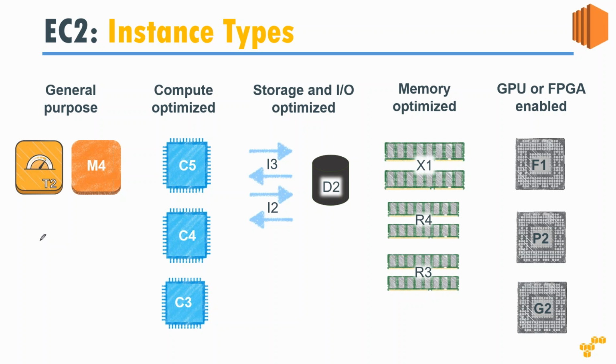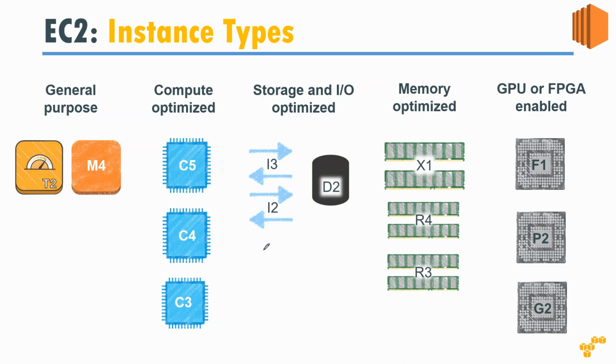Whereas when you have compute optimized, there are certain workloads like image processing or video encoding, which are highly compute intensive. That requires a lot of CPU cycles. Then you have three families here: C3, C4, and C5. These are all compute optimized instances. Likewise, you have your storage and IO optimized ones: I2, I3, and D2.